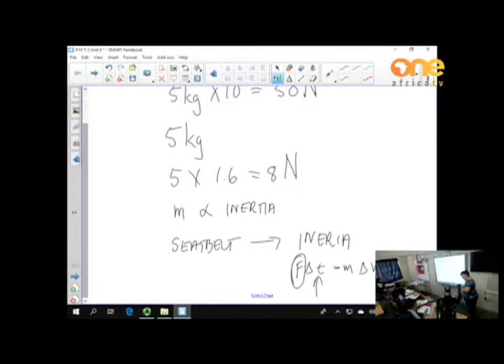Number 3. If A and B were two objects with masses 125 and 180 kilograms respectively, then will both have the same inertia?